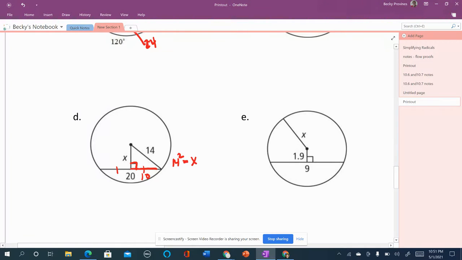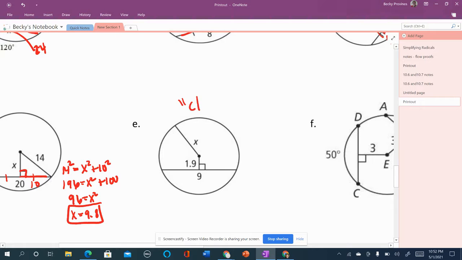14 squared equals x squared plus 10 squared. So just be careful. 14 squared is 196 plus 100. Subtract it over and get 96. So the square root of 96, and let's round it to the nearest tenth, is 9.8.